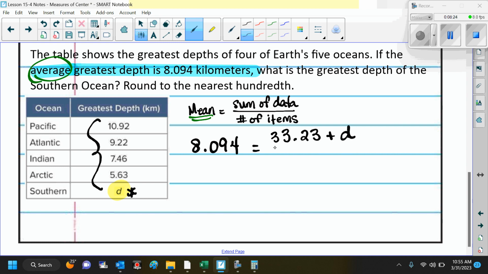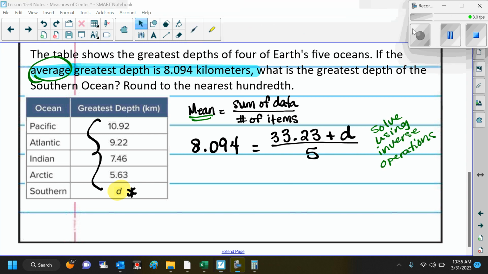And then we're going to divide by the number of data items. Well, how many are we going to divide by? We're going to divide by all 1, 2, 3, 4, 5. We want to include that D. So we're going to divide by 5, because we are including that in the sum of the data. Okay? So now we just have a multi-step equation that we need to solve using our inverse operations.